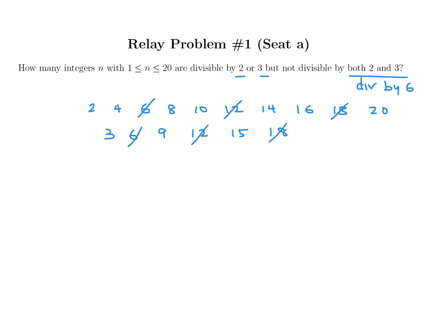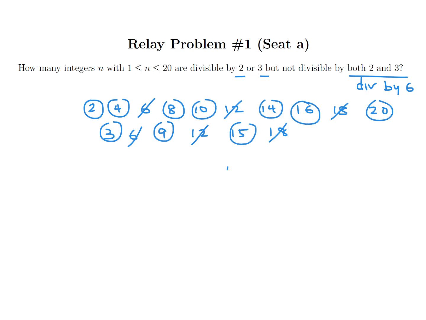So the ones that are left, I think, are the ones that count. So 1, 2, 3, 4, 5, 6, 7, 8, 9, 10. So there's 10 of them that satisfy the conditions.